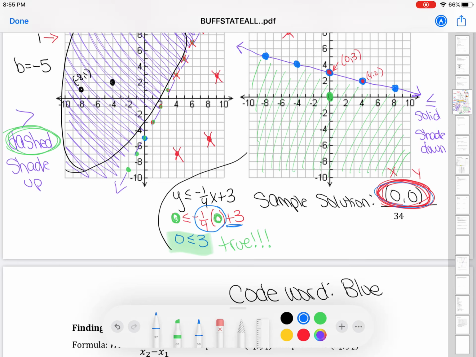0, 0 is always a nice test point to use. If your line's going through 0, 0, that would be the one time where it's not a good point to use, but you can use any point. You could pick whatever, 9, 5. You can plug in 9 for x, plug in 5 for y, and see if it works. If it does, shade towards it. If it doesn't, shade away from it.